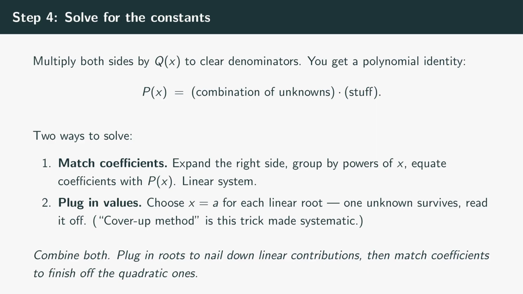Method 1. Expand the right side, collect by powers of x, and match each coefficient to the corresponding coefficient in p of x. That gives you a linear system in the unknowns. Solve it. Method 2, often much faster, plug in convenient values of x. If a is a root of a linear factor, the quantity x minus a, then plugging in x equals a makes every term involving the quantity x minus a to a positive power vanish, and typically only one unknown survives. You can read it off directly. This is the heart of Heaviside's cover-up method.